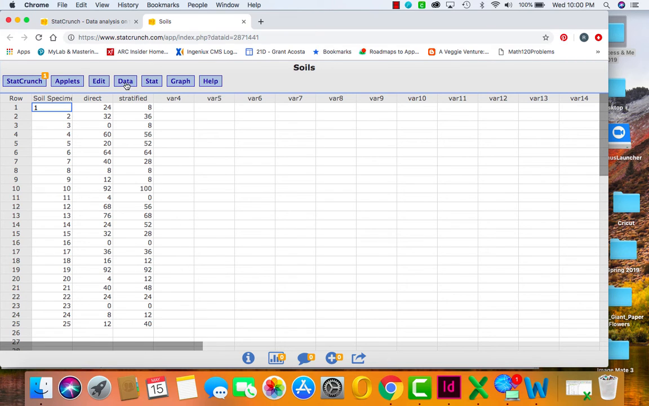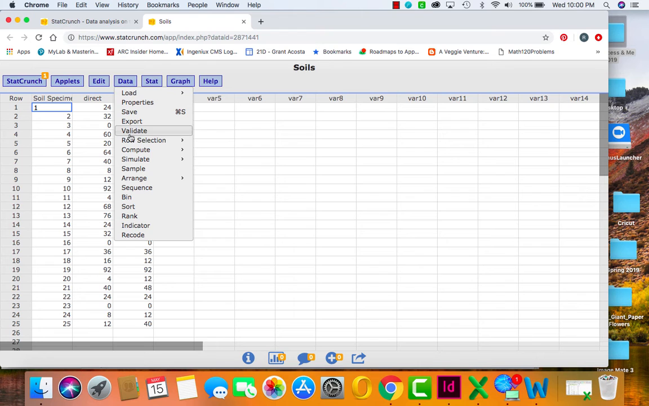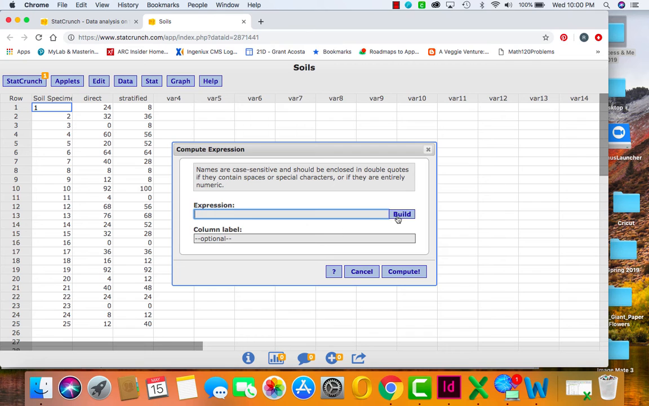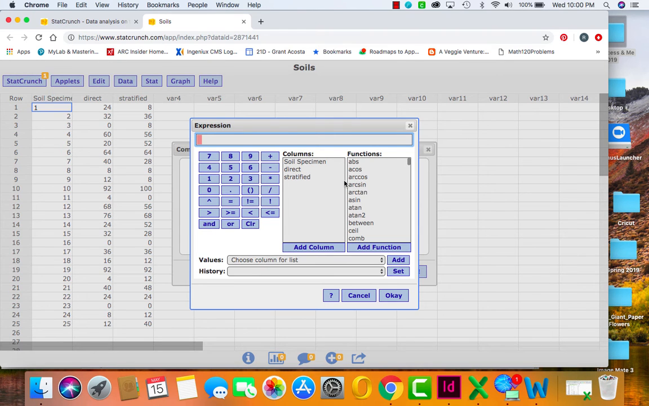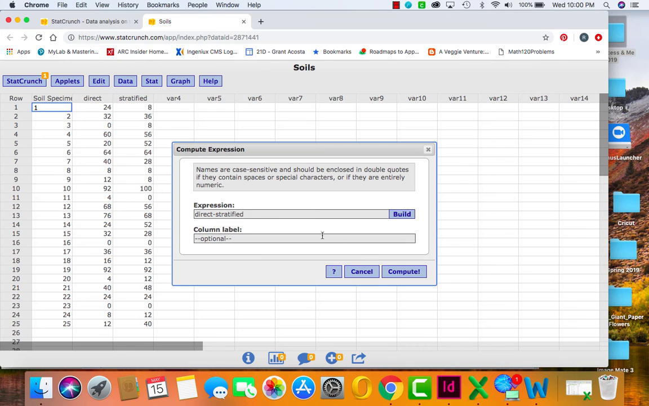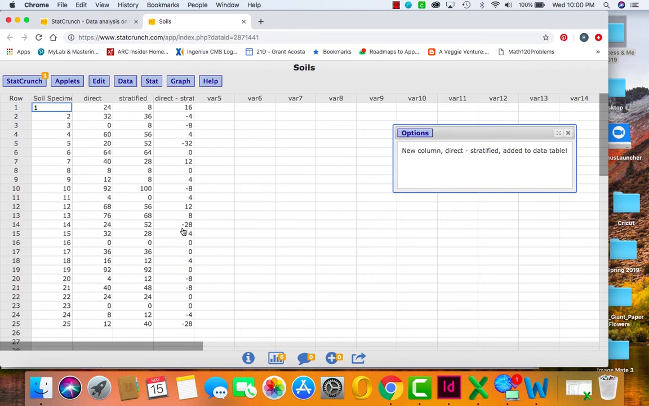So what we're going to do is go to data, compute, expression. And here we're going to say build. I want to create direct, so double click on that, minus, and double click on stratified. Okay, and so that gives us the expression direct minus stratified, and compute. So this is our column. That's the difference in each individual soil specimen.